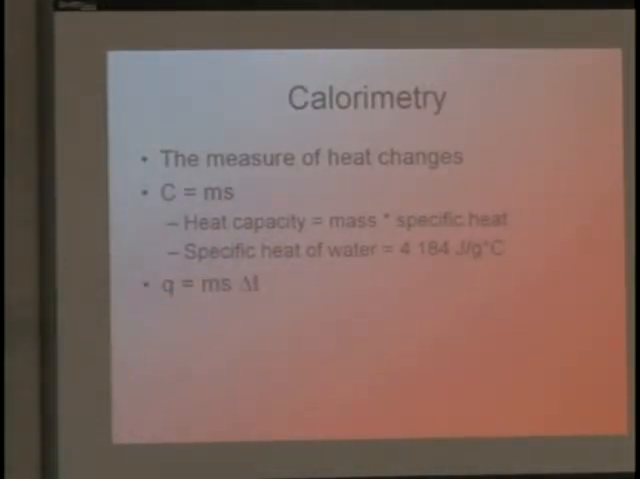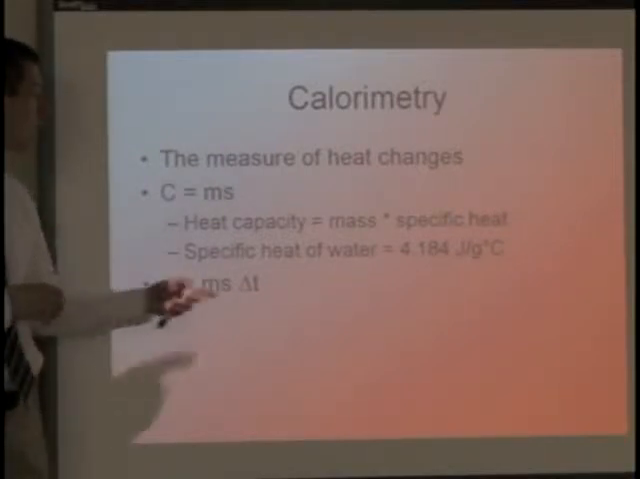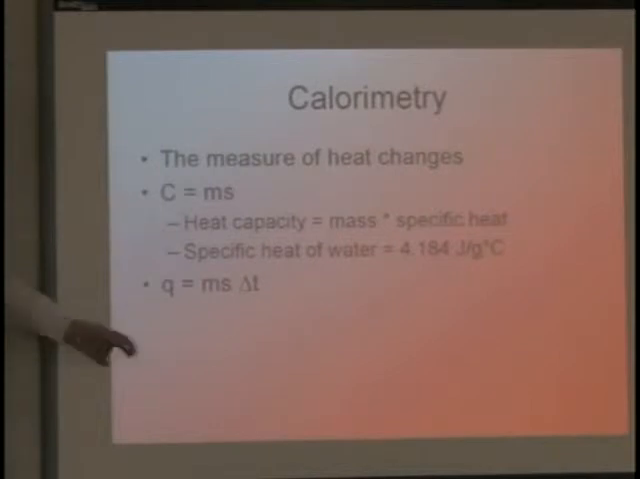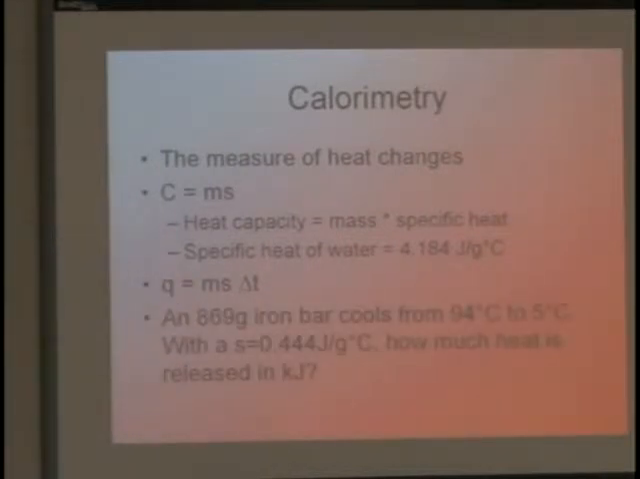Our book then gave us this equation, Q, which stands for heat, equals msΔT, where m is the mass of the substance, s is the specific heat, but once again, you might see mcΔT, and ΔT is the change in temperature. Here's a question that we can answer. An 869 gram iron bar cools from 94 degrees Celsius to 5 degrees Celsius with an s value of 0.444. How much heat is released in kilojoules?